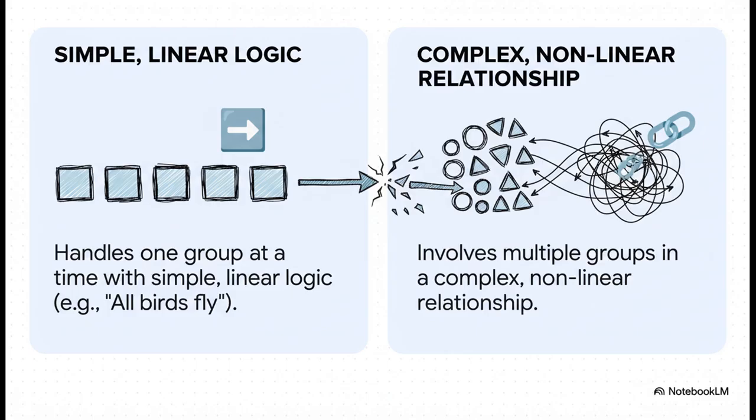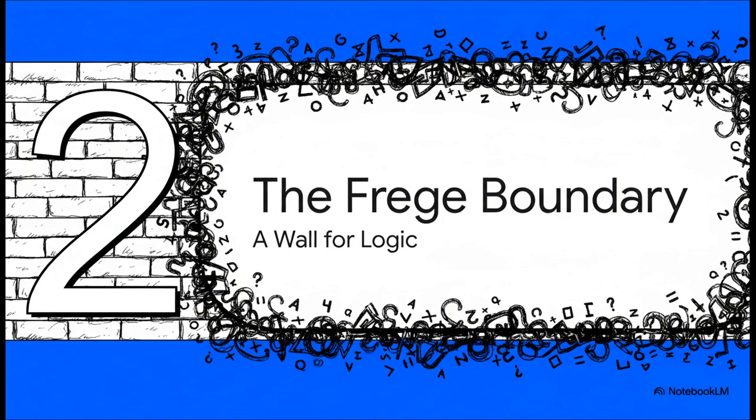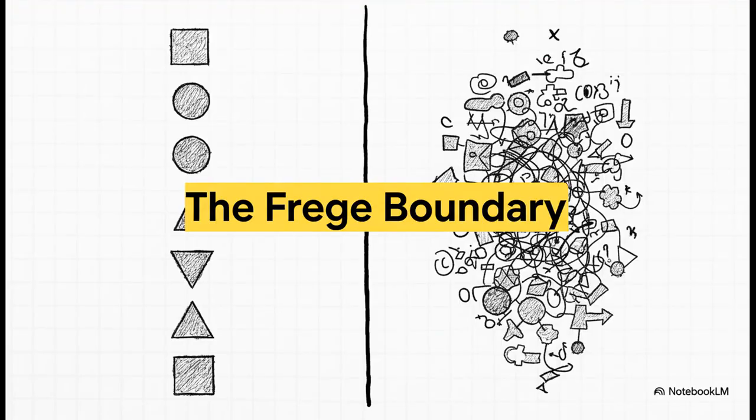They can't handle it. So this wall, this point where traditional logic just stops and can't go any further, actually has a name. It represents a kind of boundary for that simple linear way of thinking. It's called the Frege boundary. You can think of it like a line drawn in the sand. On one side, you have all the simple sentences that you can analyze piece by piece. But on the other side of that line, that's where things get interesting, and that's where you need a totally different, more powerful kind of logic.